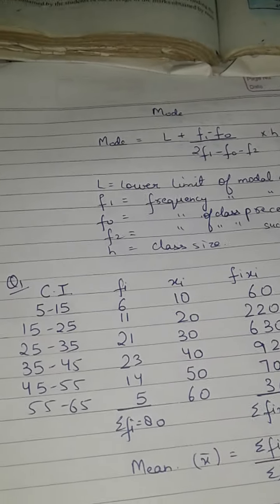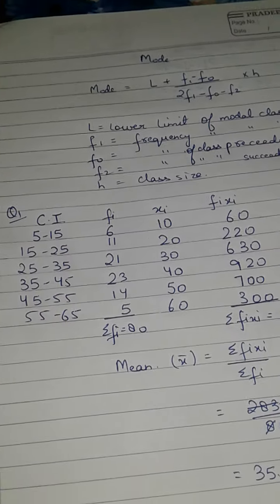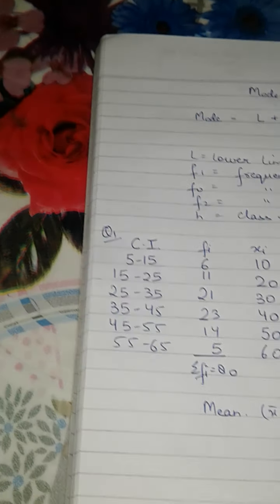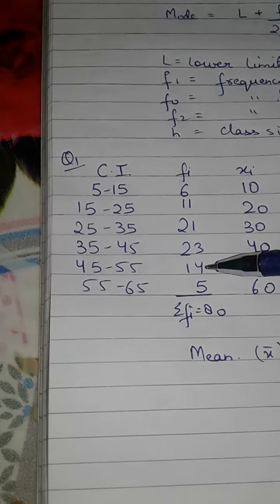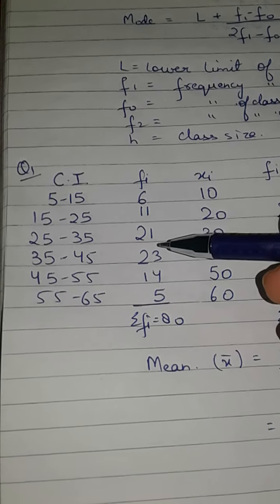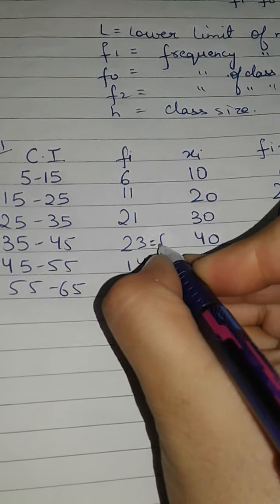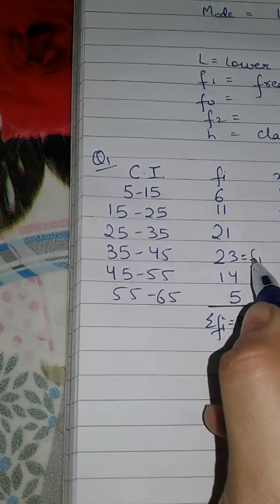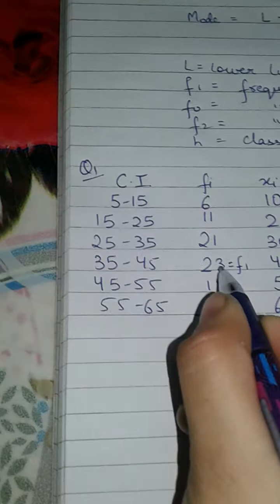Now I have to calculate mode. To calculate mode, first I have to find the modal class, and modal class is the class with maximum frequency. Find out the maximum frequency. Maximum frequency is this, so we name it as F1, and this is the modal class with maximum frequency.